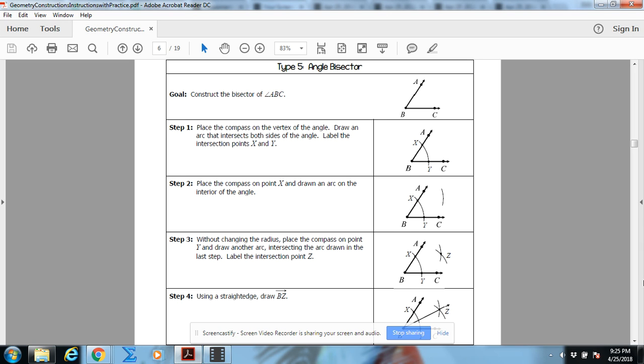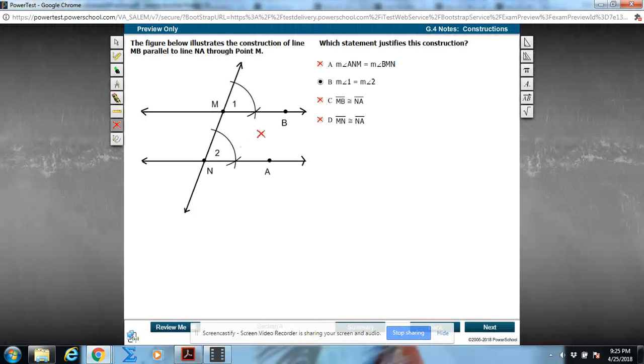Hello, this is your fifth construction in the series in G4, and this construction is called an angle bisector. So the goal is to take a given angle and to cut it in half with a bisector. This list of how-to is your paper copy of your notes, and I'm going to follow these directions as I work with the digital tools online.